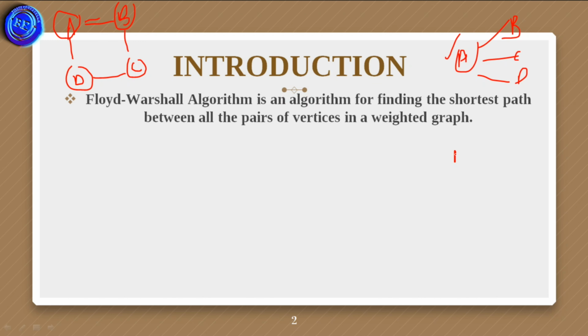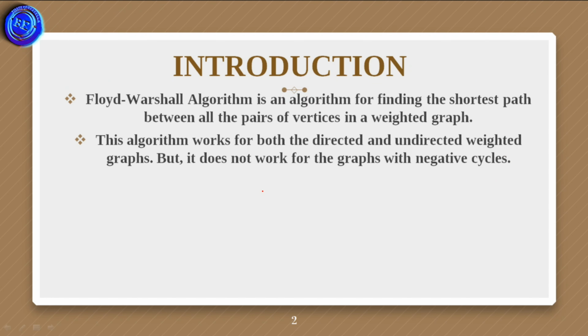And coming to the next vertex B, from B to A, B to C, B to D. So this is the second set of shortest paths from B to the remaining vertices. Similarly for C to D, the shortest path for every vertex is calculated in Floyd-Warshall algorithm. This algorithm works for both directed and undirected weighted graphs.